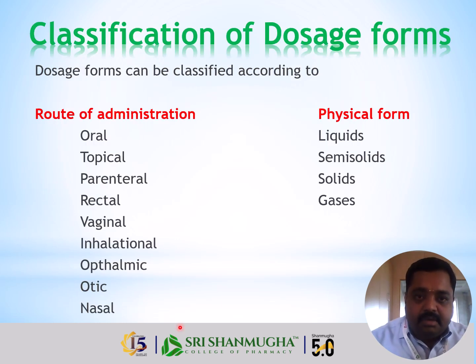Classification of dosage forms. Dosage forms can be classified according to the route of administration and physical form. That is oral, topical, parenteral, rectal, vaginal, inhalation, ophthalmic, otic, nasal. In physical nature, the forms are liquids, semi-solids, solids, gases.